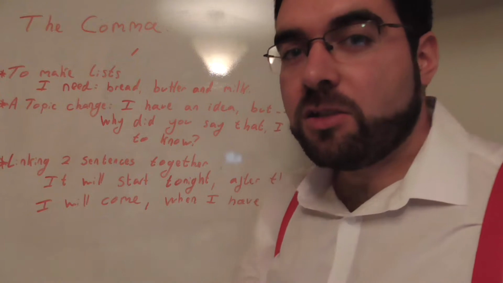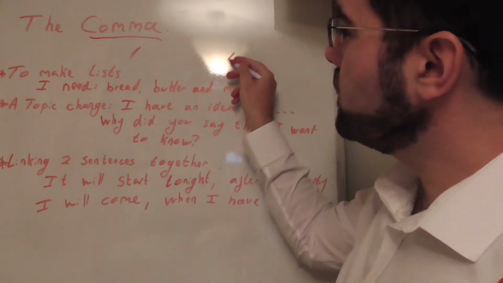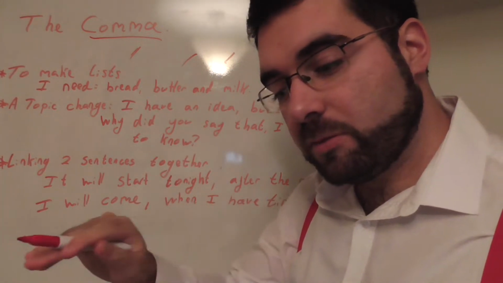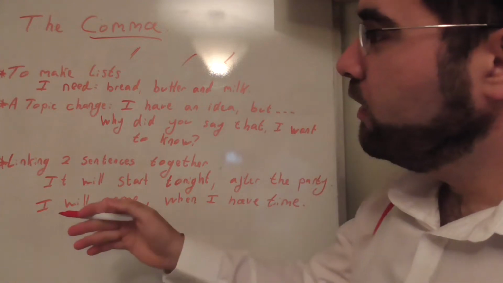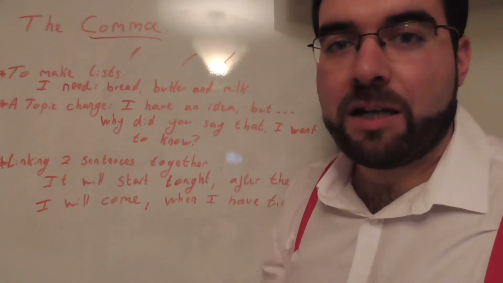So, let's look at the comma. This little flick here, at the bottom of the words. We use it to make lists, a list when we're talking about things.